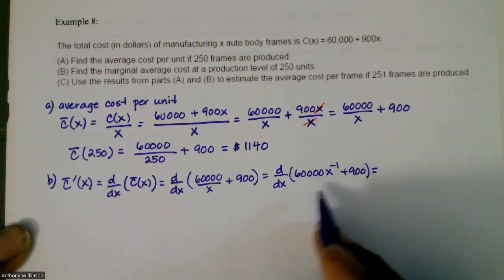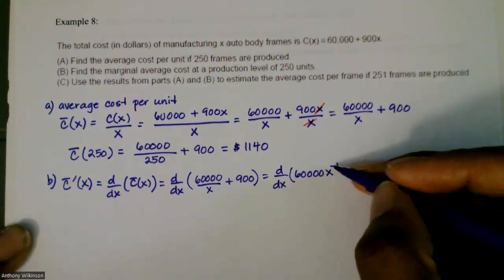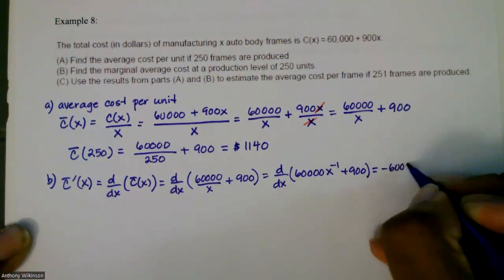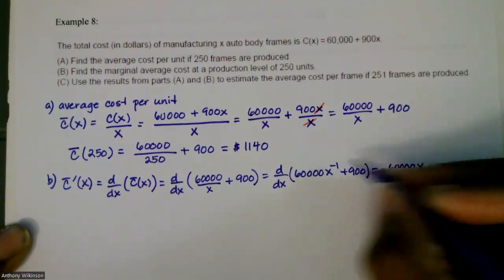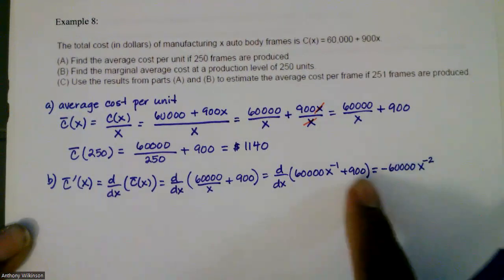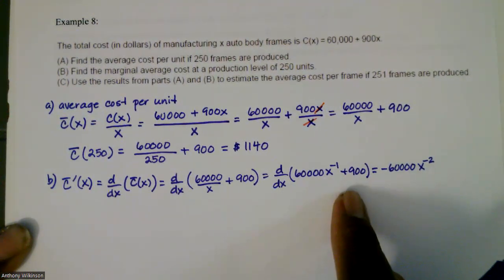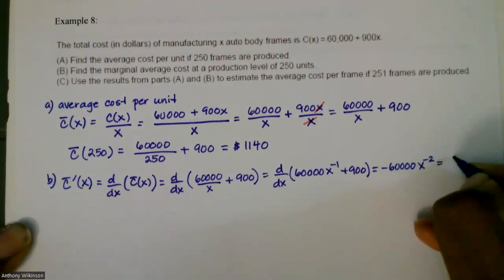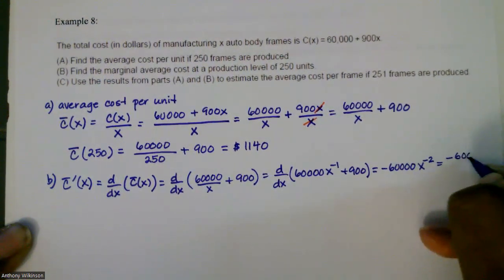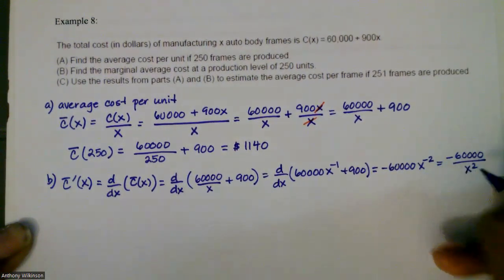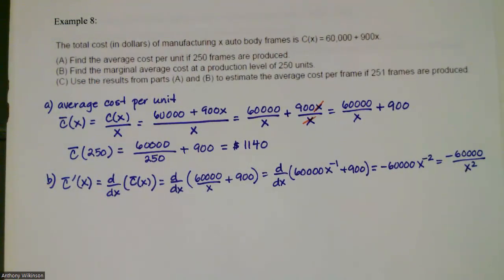All right, so the derivative of 60,000 X to the negative 1 would be this. Bring the negative 1 down, multiply by 60,000. It would be negative 60,000. Copy the X down to the 1 less power. Negative 1 minus 1 would be negative 2. The derivative of 900 is like the derivative of any constant. That's going to be 0. So if I write this using positive exponents, that would be negative 60,000 over X squared.